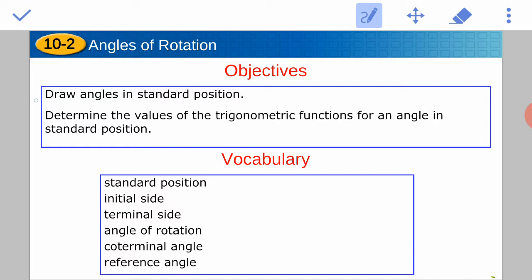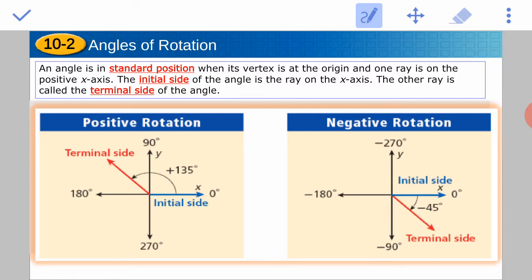Today you're going to learn how to draw an angle in the standard position, and you're going to learn how to find the trigonometric functions or trigonometric ratios of an angle in the standard position. Guys, let's talk about angle in the standard position.